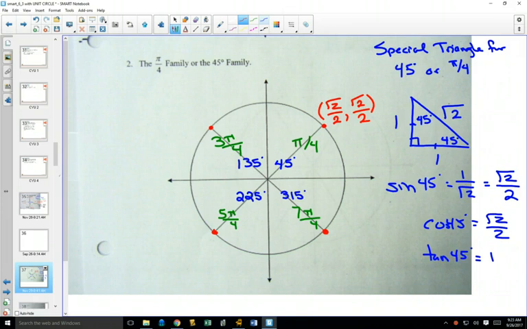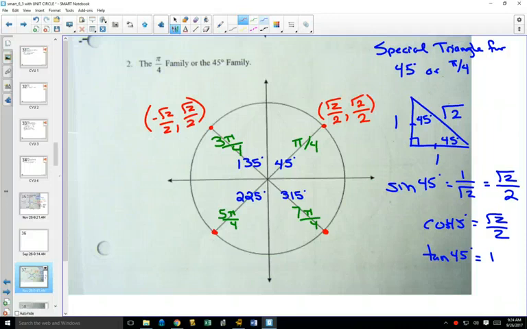Now, I think I mentioned yesterday, you're going to have all of these values memorized. And there's a lot of them on there. But you're going to notice some patterns, because once you get into the pi over 4 or 45 degree family, since you know that coordinate, you're going to know this coordinate. Negative root 2 over 2, root 2 over 2.